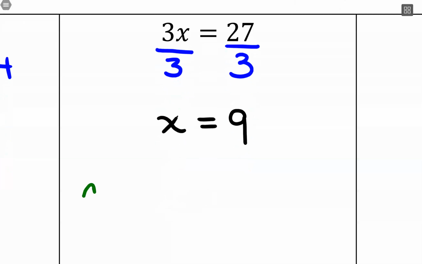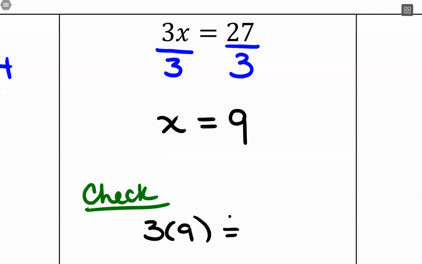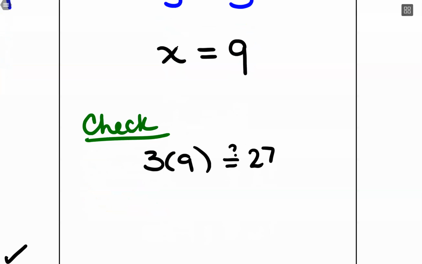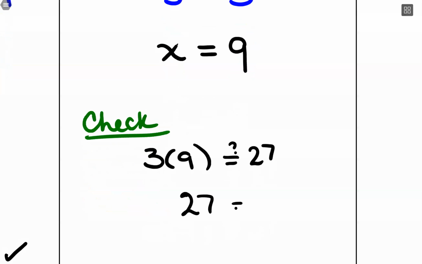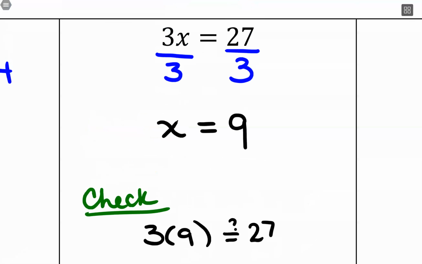And then we could check it by plugging in and making sure that 3 times 9, and does that equal 27? Which it sure does. So it balances and all works out. So x equals 9 would be our solution.